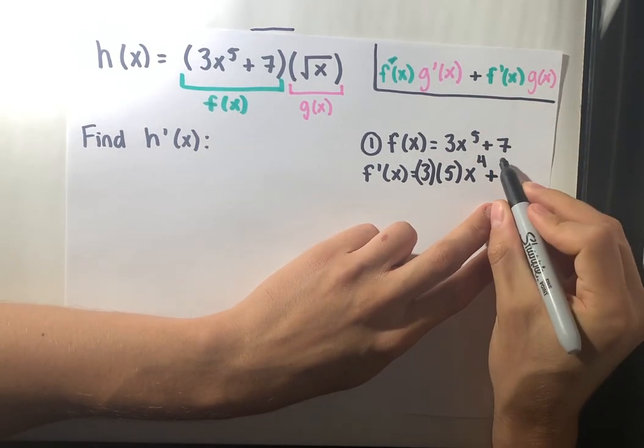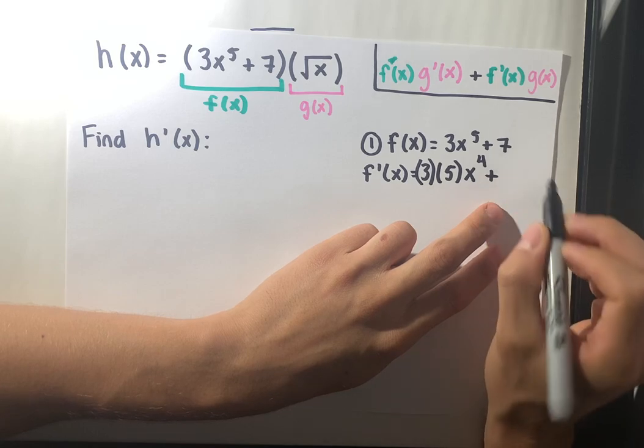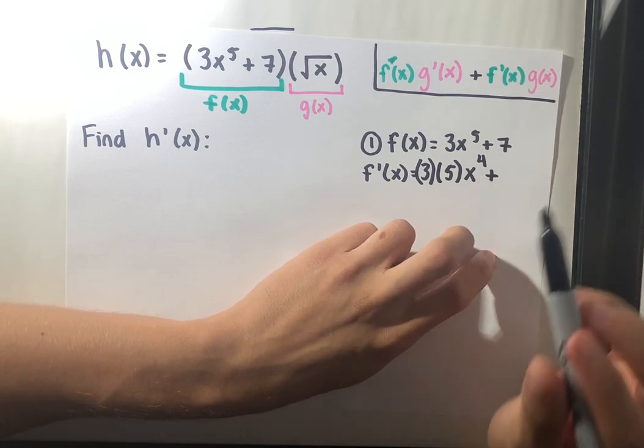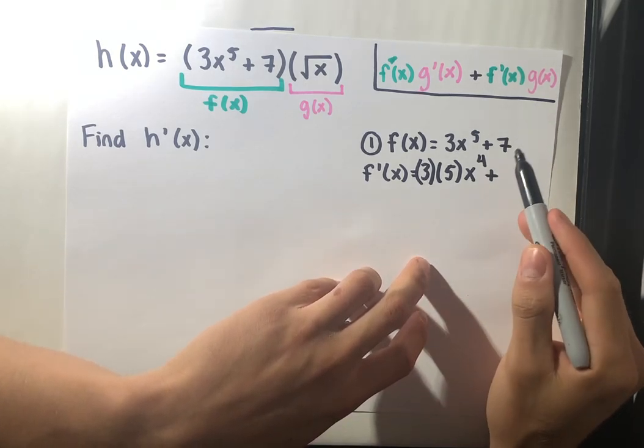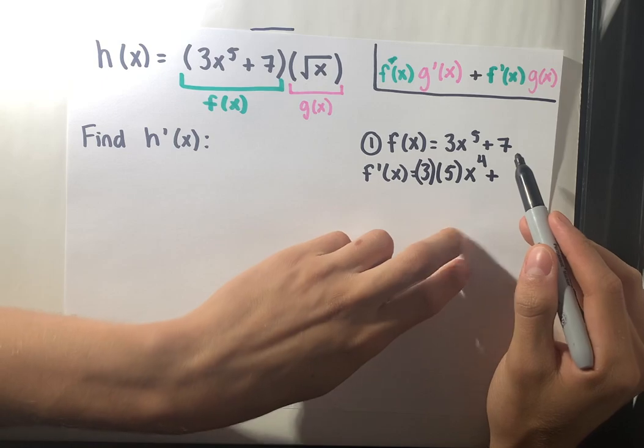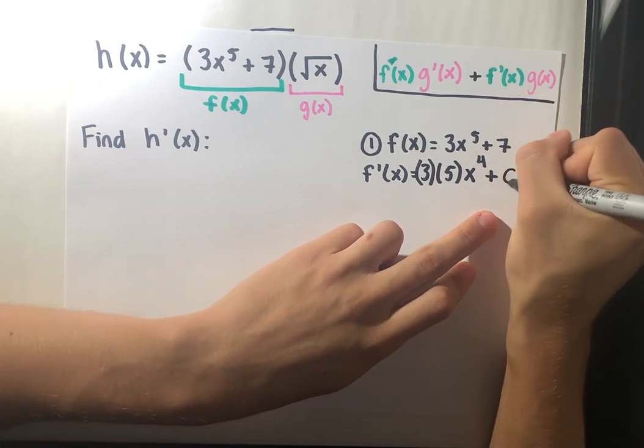Now we look at the second term. In this case, it's 7. Now we know from the previous video, and we know in general about derivatives, that when you do the derivative of a constant, it'll always be 0. So you add 0.